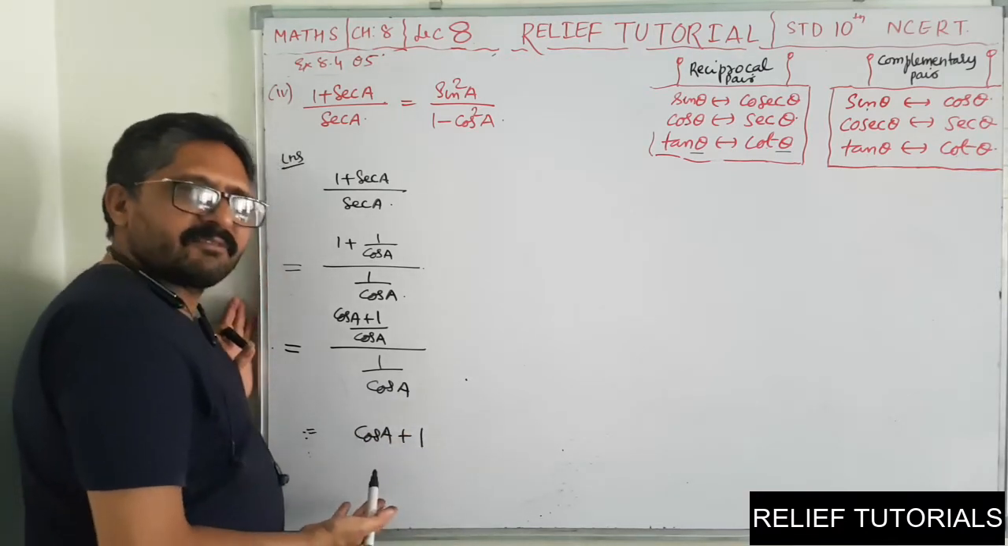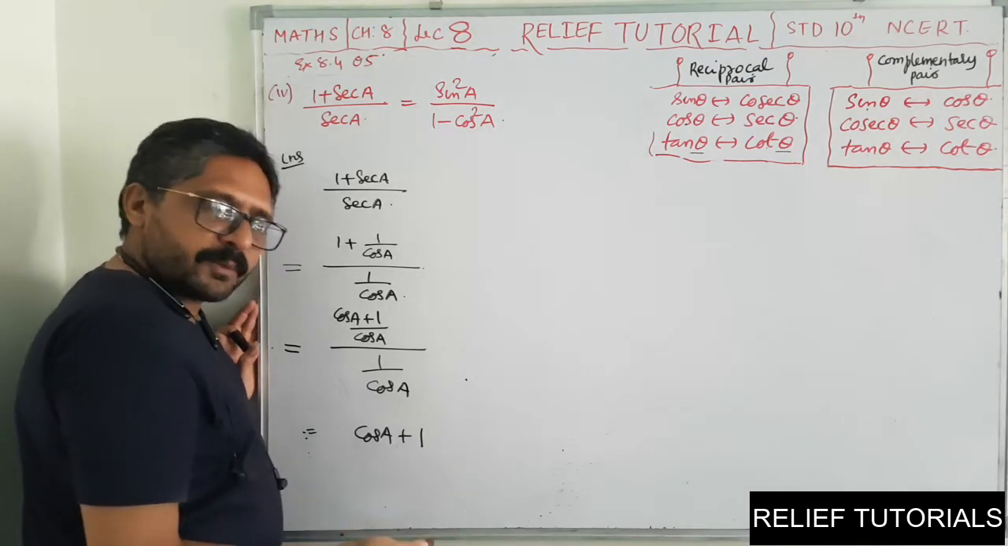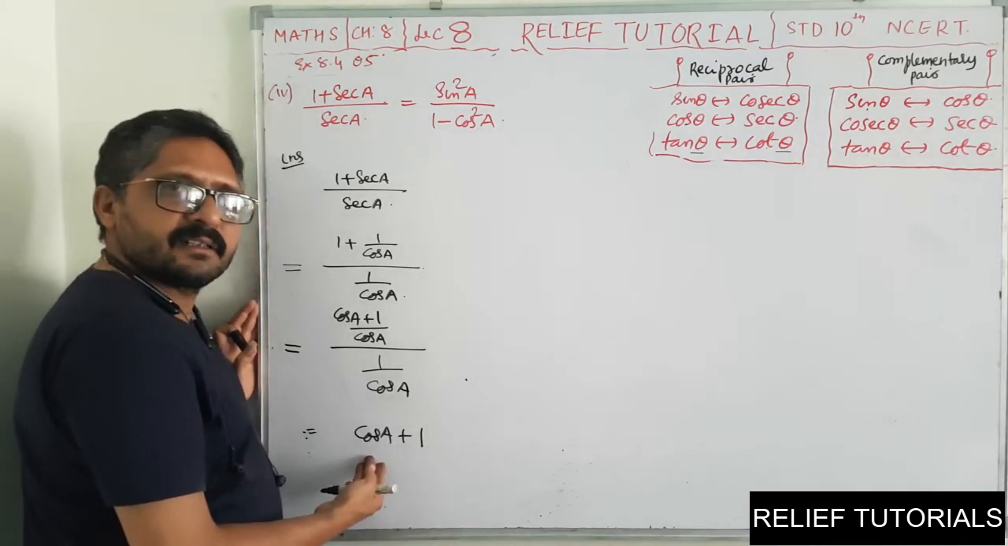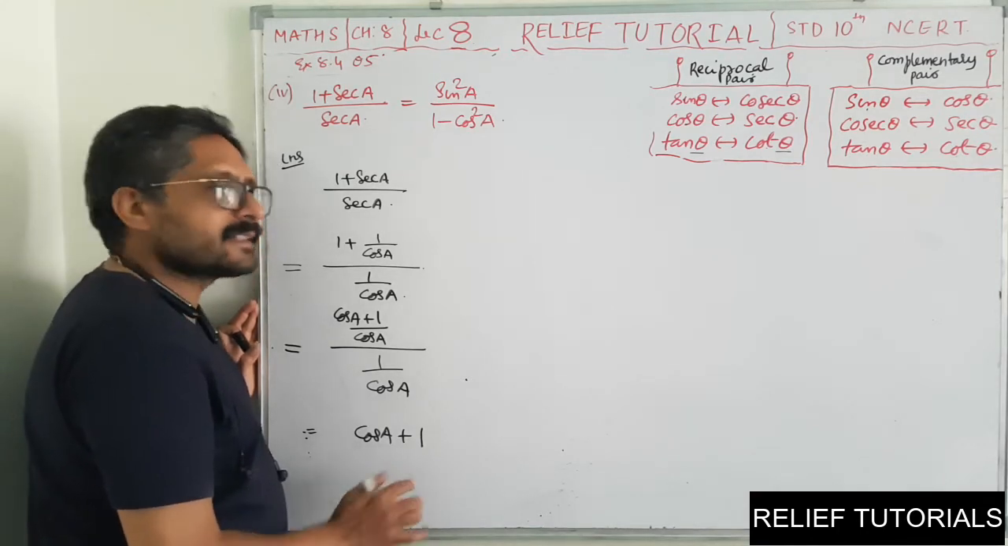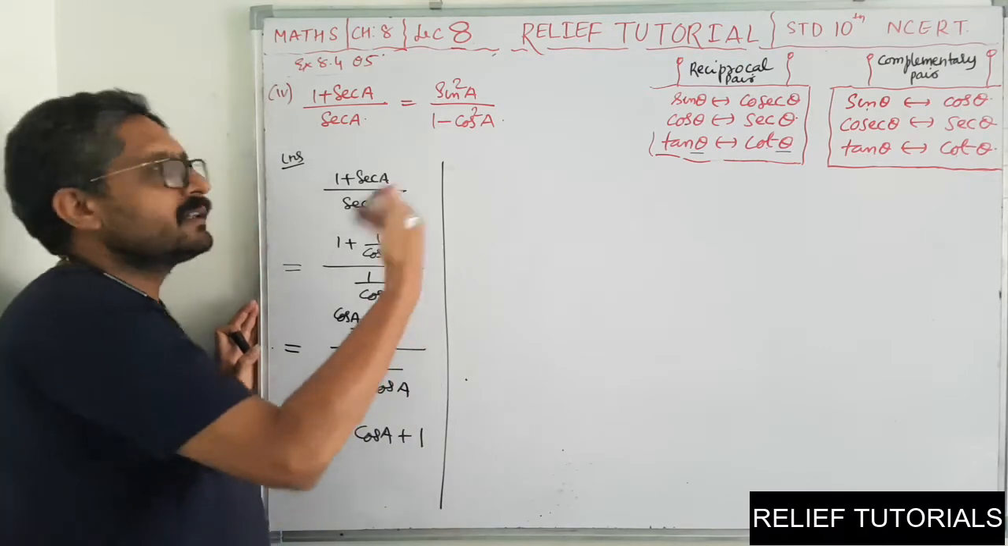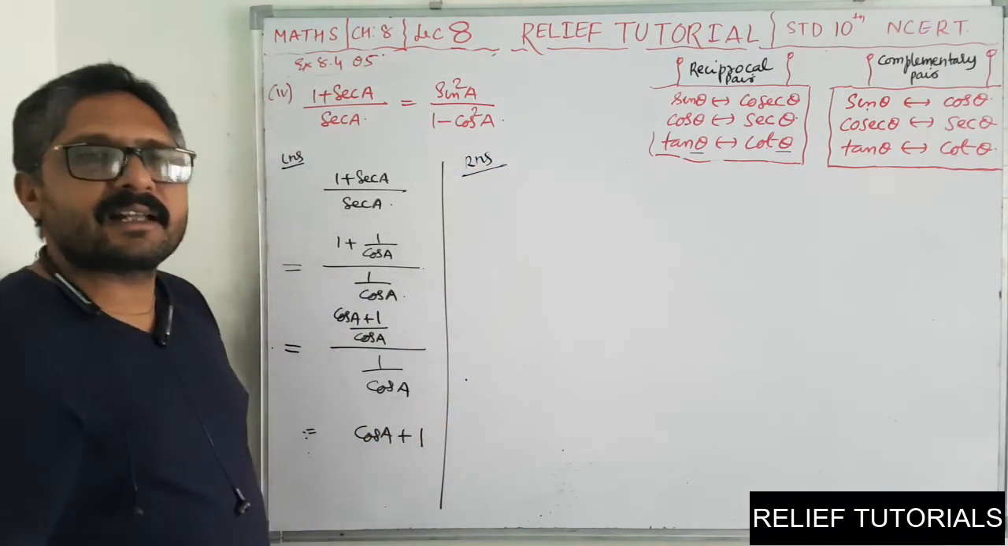Now we can't do anything further here. Already it is cos, and with algebraic operations you can't take an LCM or anything. So this is the dead end. Now you can't think further, so just keep it as it is. We have solved LHS. Similarly, you solve RHS. Sometimes you have to solve both LHS and RHS.